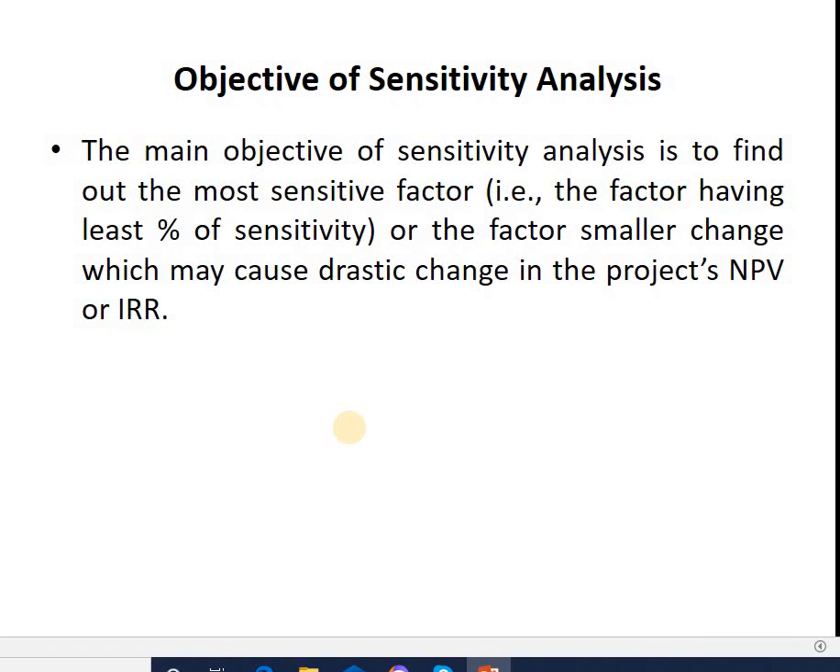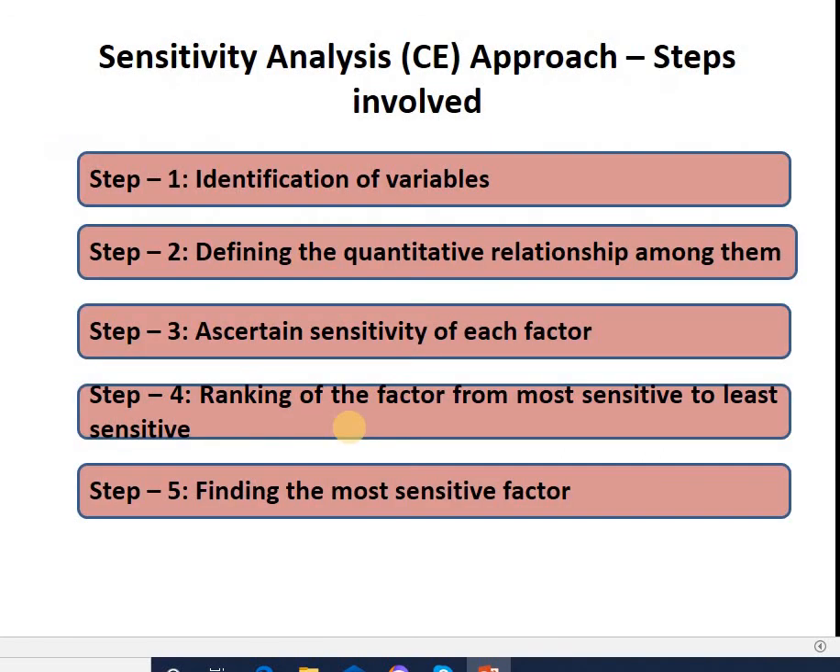The main objective is to find the most sensitive factor, that is, a factor having the least percentage of sensitivity, or the factor where a small change may cause a drastic change, a big change, in the project's NPV or IRR.